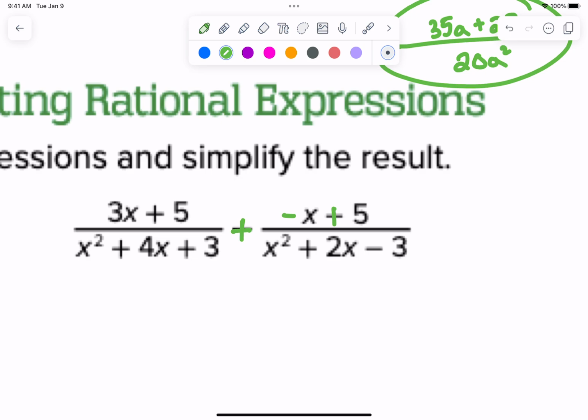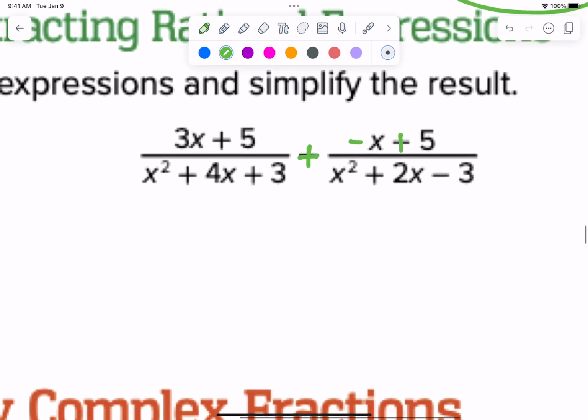Okay, we are still needing a common denominator, but I have two denominators that are kind of ugly looking.